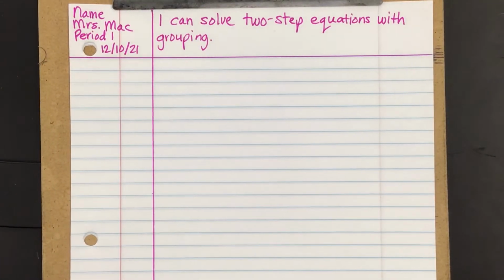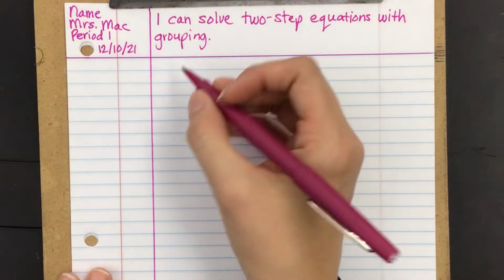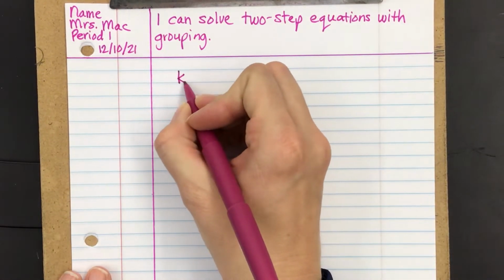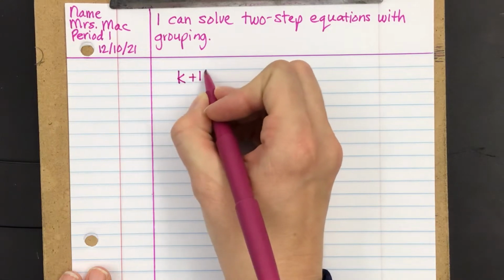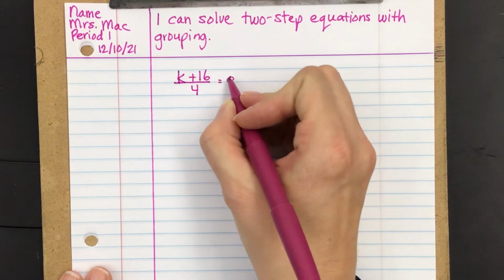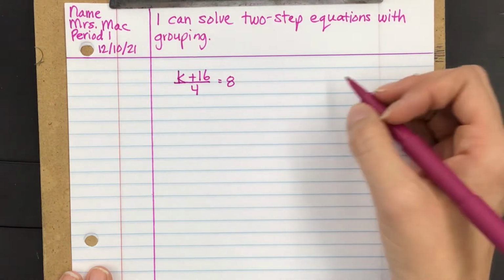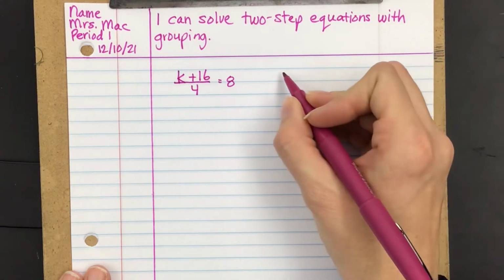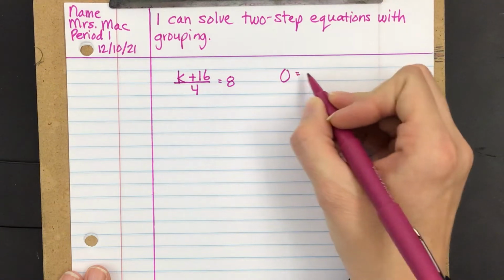Yesterday you had equations in the form where you're taking the variable, multiplying or dividing by something, and then adding or subtracting something. Today it's a little different. We're going to look at problems that have grouping. And by grouping, I mean problems that look like this, or problems that look like this.